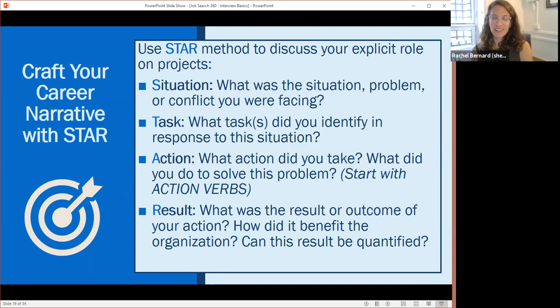If that happens, one common delaying technique is to say, "That's a great question. Let me take a moment to think of a good example." That buys you a little bit of time so that you can think of a story to tell. And as you're thinking of the story and structuring it on the spot, you're using the situation, task, action, result structure.